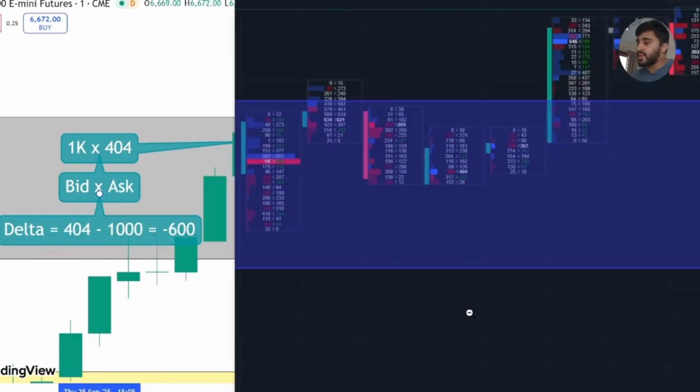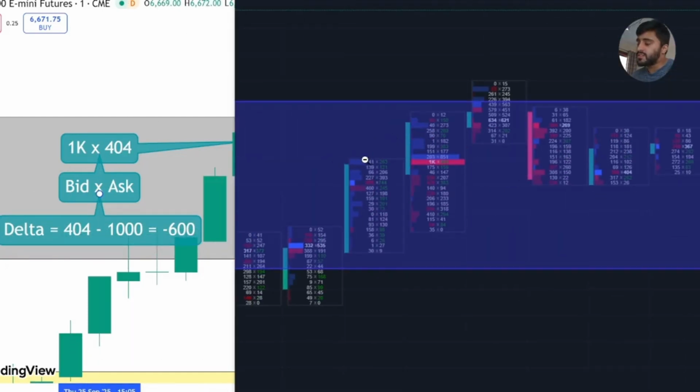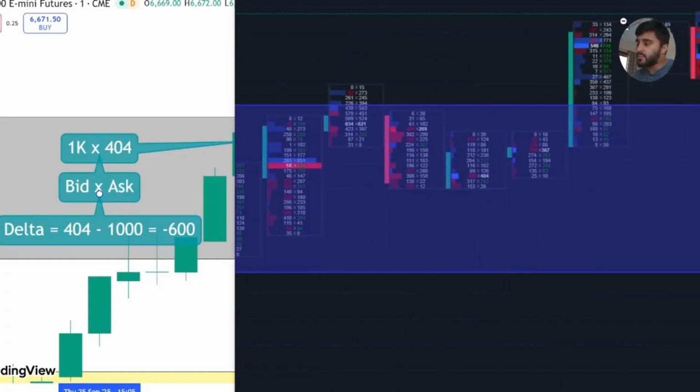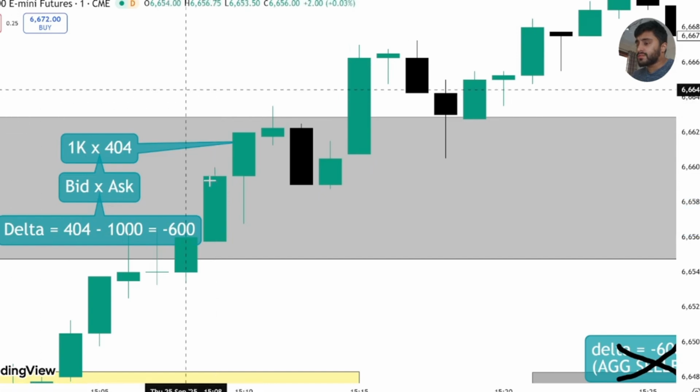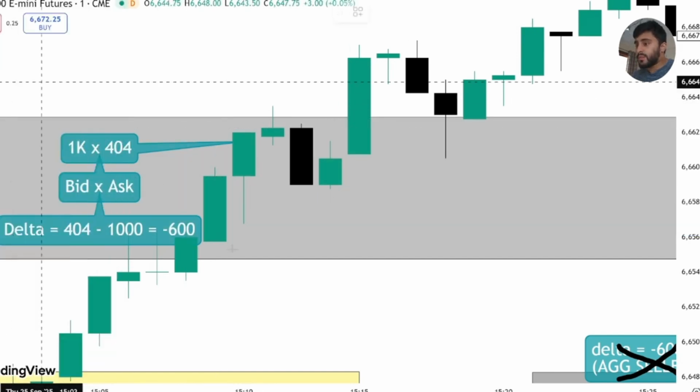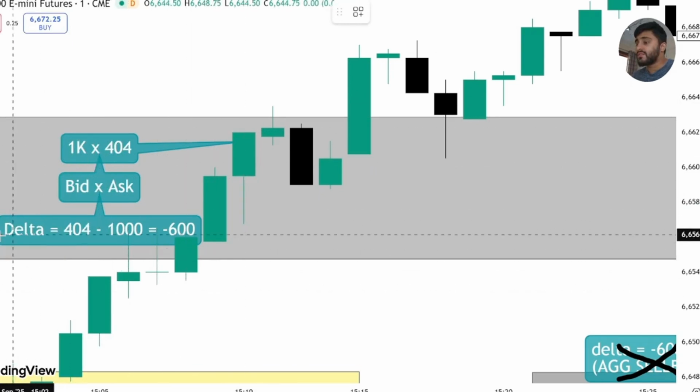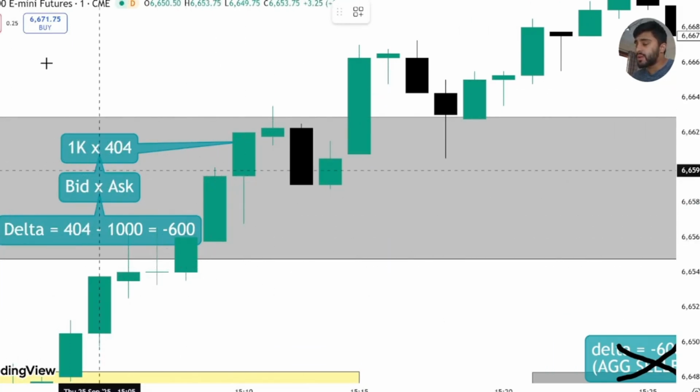So what do I mean by being supported by buyers? What we see is these aggressive buyers, right? We see positive delta here, here, here. We see a lot of positive delta that is being rewarded with follow through. Follow through meaning we break above the level. What's also interesting is aggressive buyers are succeeding, but also aggressive sellers are failing, which means there's passive buyers propping up in this zone, right?